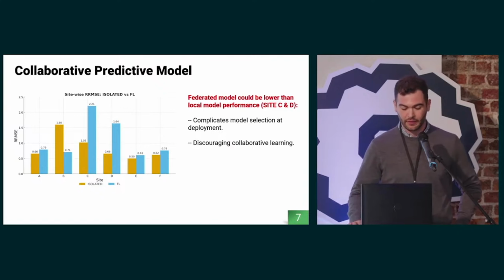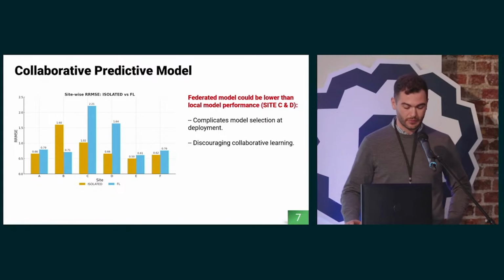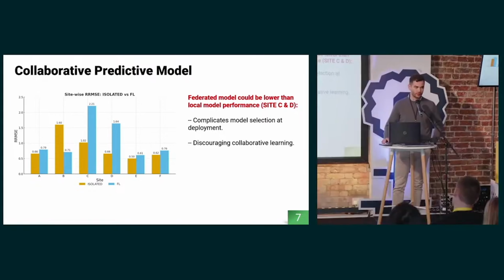So when we apply a naive, let's say classic, federated learning, what we observe is that sometimes the federated model performs worse than the local model. It's particularly present in sites C and D, where the relative root mean square error is better when we use the local model. This complicates model selection at deployment, but also discourages collaborative learning, which is already hard to implement when we are talking with hospitals or manufacturers.